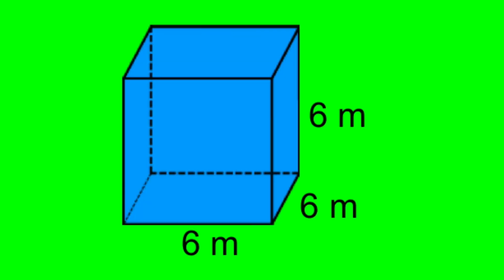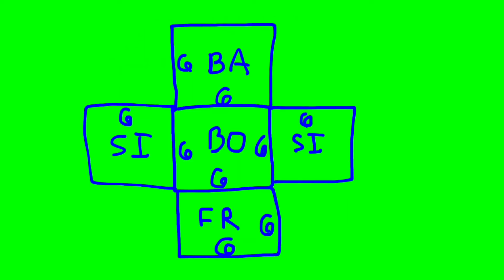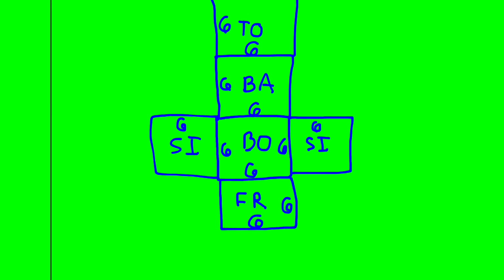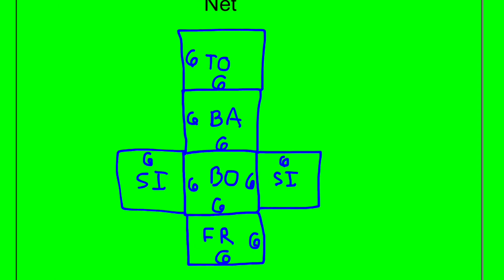And then finally, there's also a square right up here. It's connected at the back here. If you were folding this box open, it could open right there, and there's your final one. We'd call that the top, right? And so the top could be connected to the back. Let's call it TO for the top, and it's also 6 by 6, right? So there's the net of this cube.